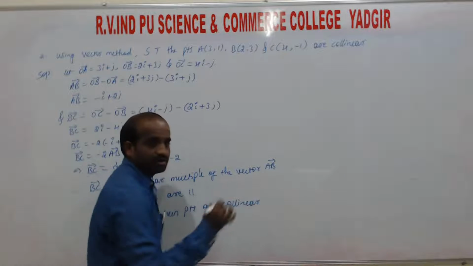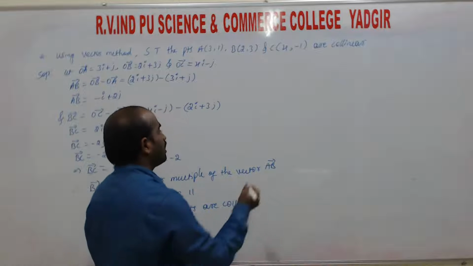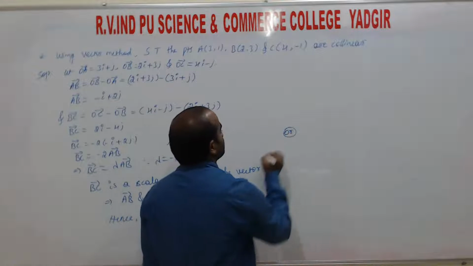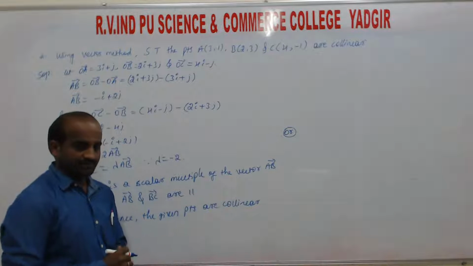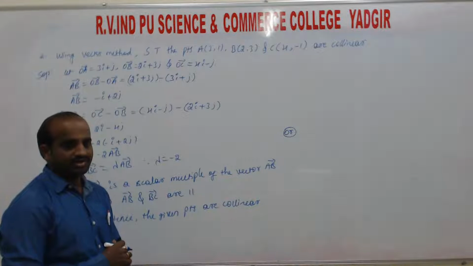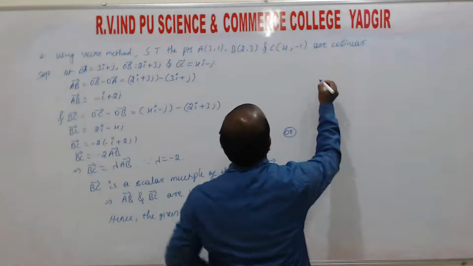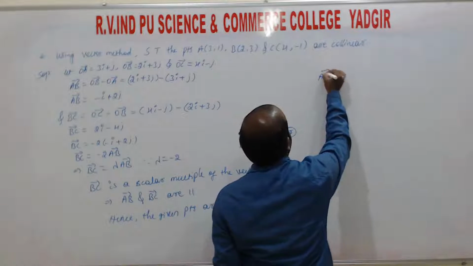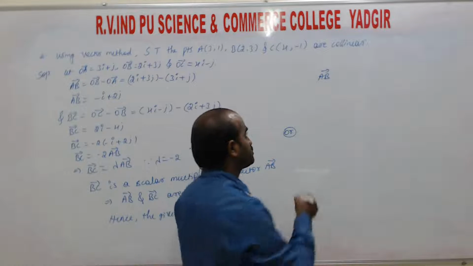Given points are collinear. Or another method: vectors joining points AB, BC and AC. The sum of two sides is equal to another side. Now already you know AB. Then find the magnitude of AB, magnitude of BC and magnitude of AC.